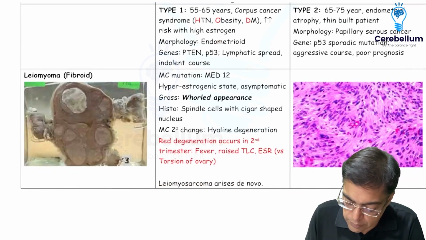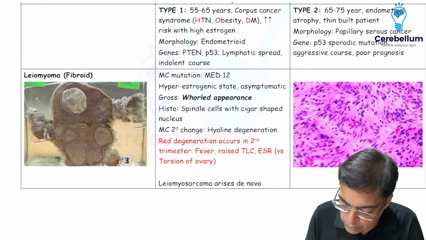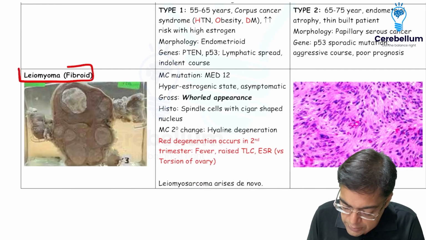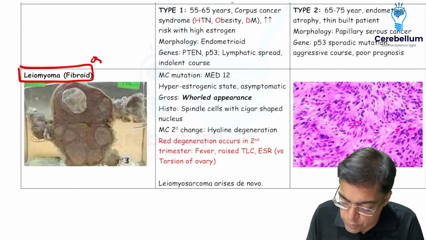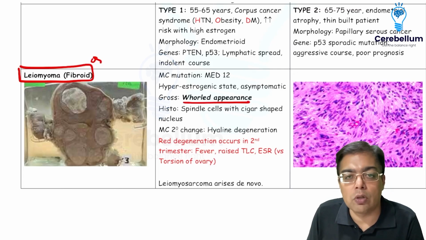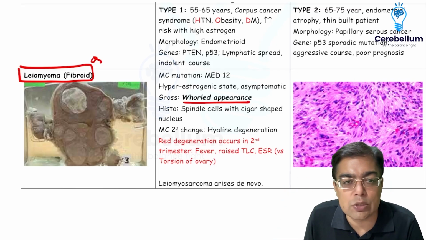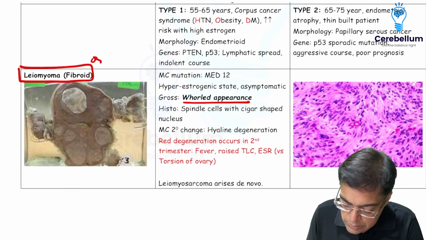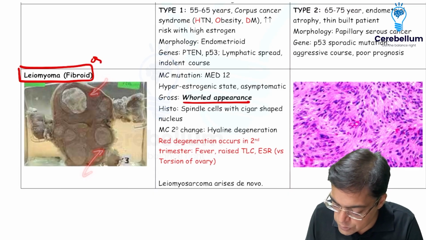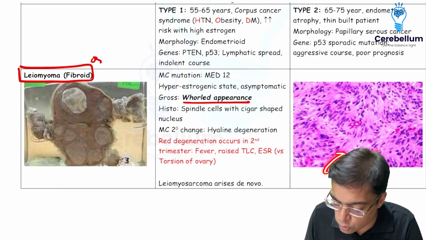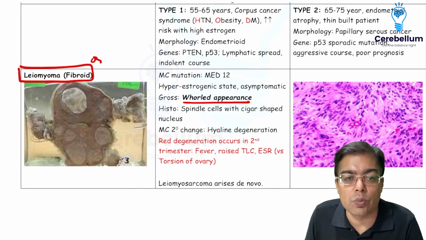The moment we think in terms of a tumor that is given the name of a fibroid, that is called leiomyoma. Leiomyoma is an example of a tumor associated with a relative increase in estrogen, and the tumor has too many smooth muscles, which is responsible for giving a whorled appearance. So microscopically as well as grossly, you have a whorled appearance. That is what is to be remembered.